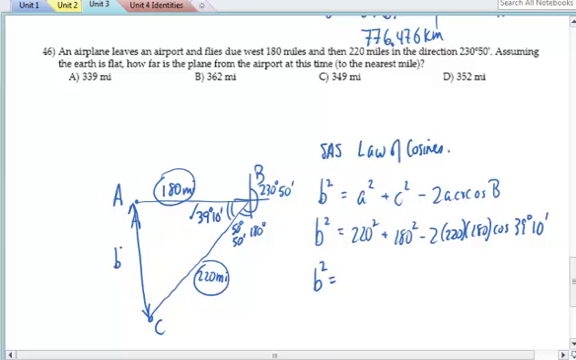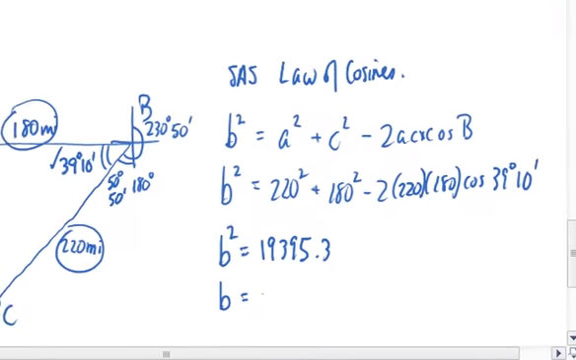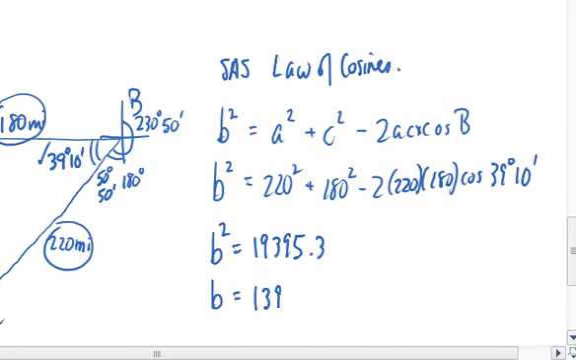You get B squared is equal to 19,395.3 miles, or B is equal to, you have to take the square root of that number, 139.267 miles. And that isn't on the sheet at all. So I need a minute to figure this out.